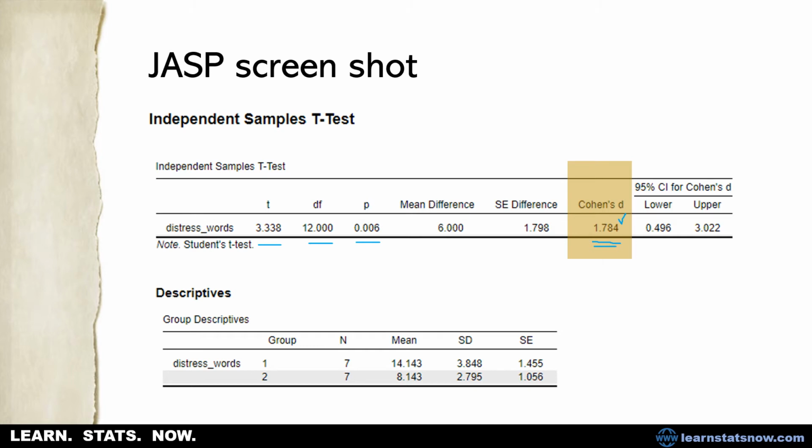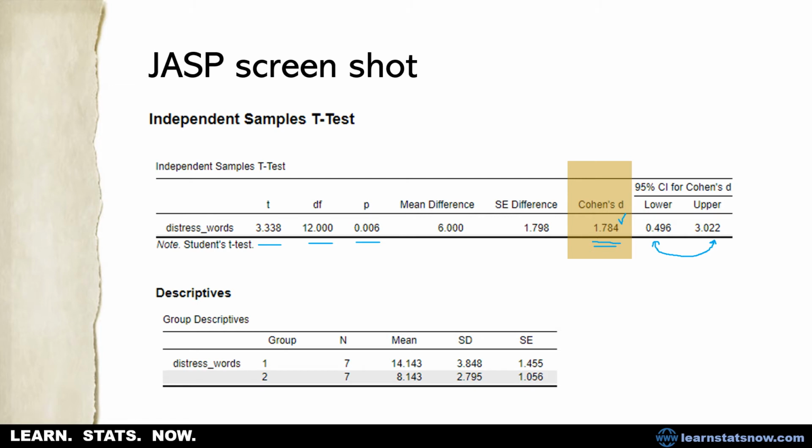But by producing the confidence interval, we present a range of values within which we are 95% confident that the true Cohen's d in the population resides. So we're 95% confident that the true population Cohen's d is between 0.496 and 3.022.